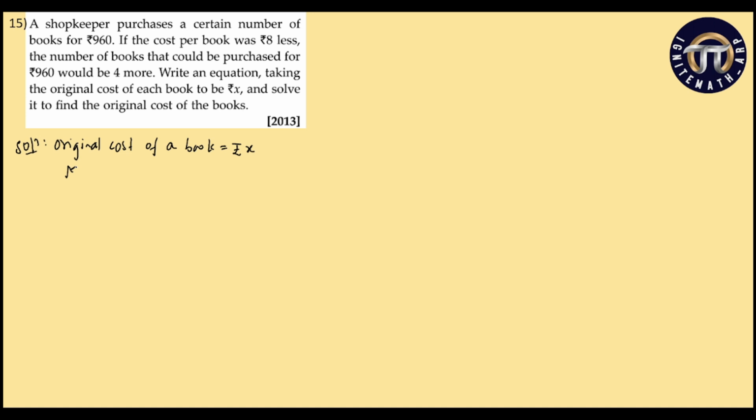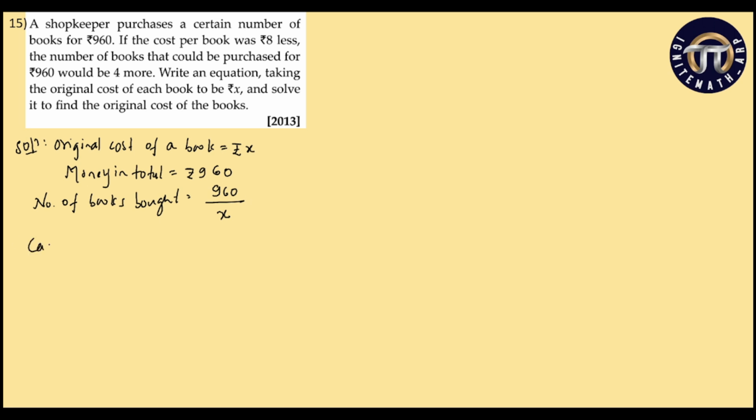Whatever total money I have to spend, rupees 960, is to buy a certain number of books. So the number of books bought in this case is equal to the total money I have divided by the cost of a book. This is the number of books that can be bought.